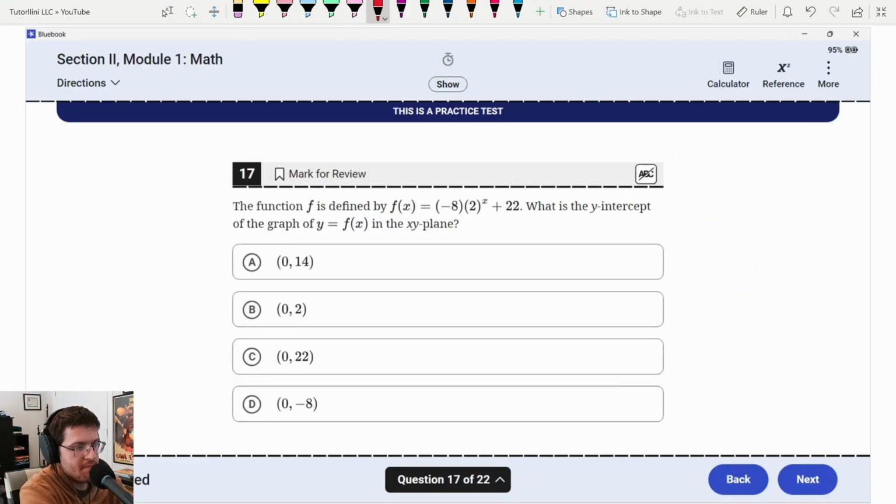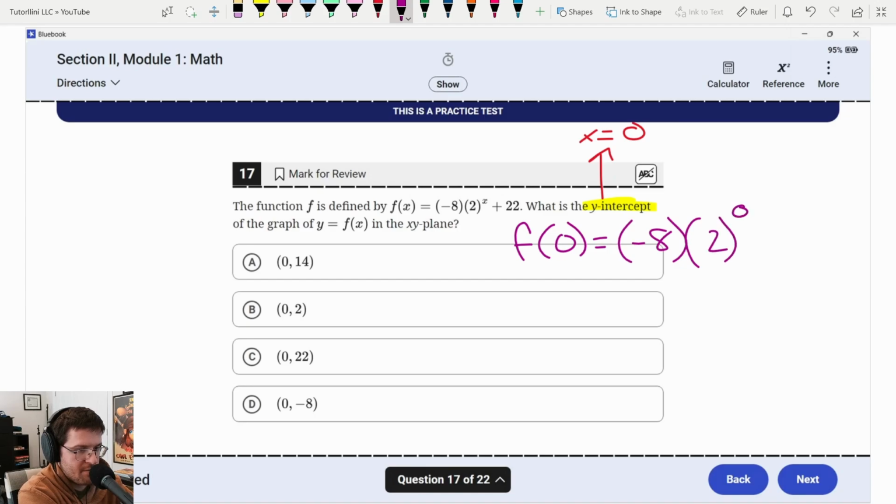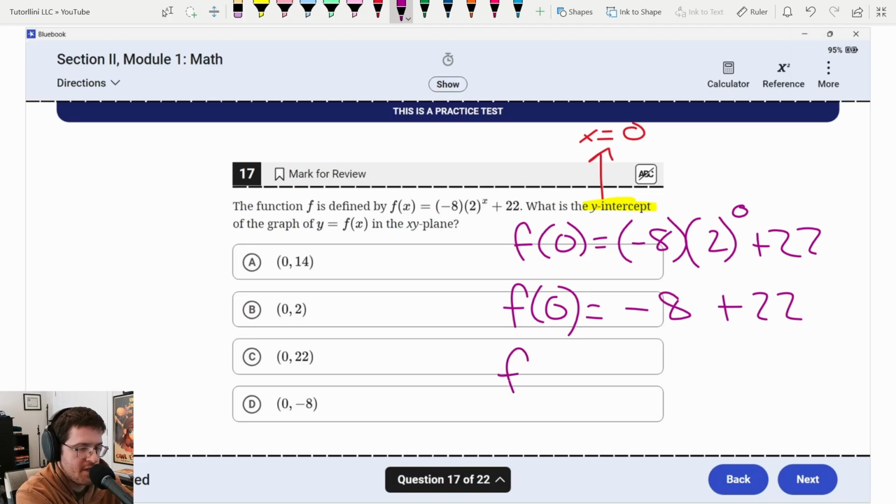Okay, question 17. So we want to find the y-intercept. Whenever we want to find a y-intercept, we set x equal to 0. So I'm going to set x equal to 0. I get f of 0 equals negative 8 times 2 to the 0 plus 22. 2 to the 0 is 1. So negative 8 times 1 is negative 8. And negative 8 plus 22 is 14. So we get a y-intercept of 0, comma 14. And that gives us choice A.